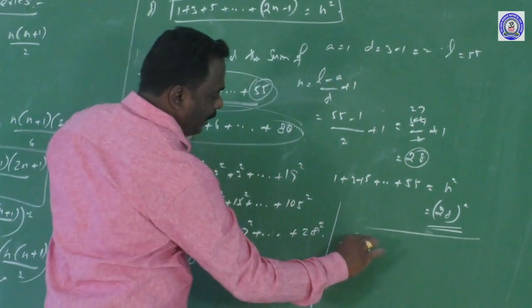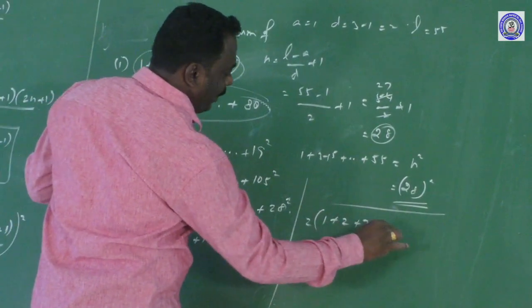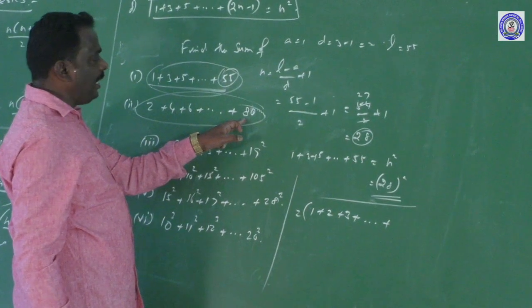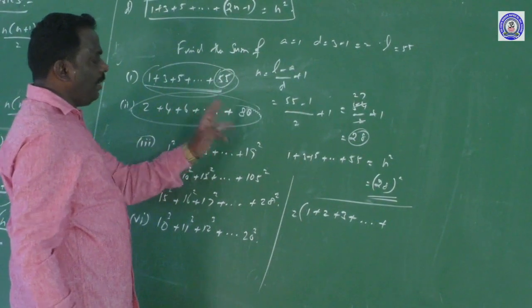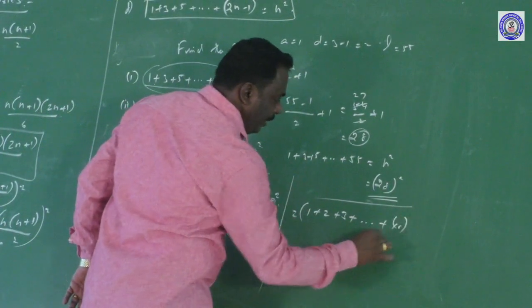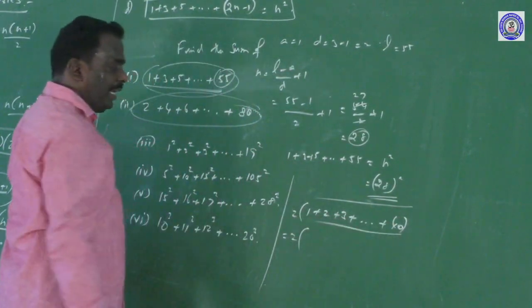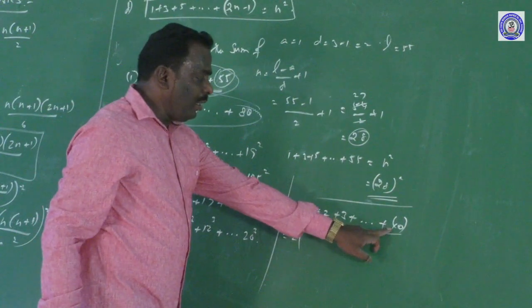It is 1 plus 2 plus 3 plus etc. plus 40. We can multiply: 2 forties are 80, so we can take 2 outside. Remaining it is 40, remaining it is 40. That is equal to 2 into the sum of n terms, n equal to 40.